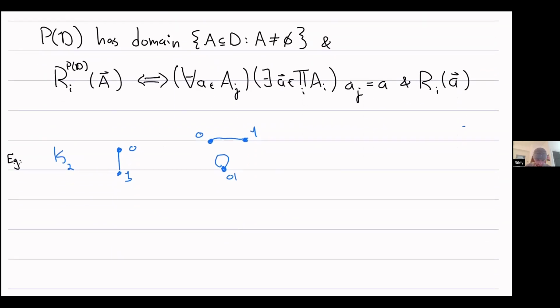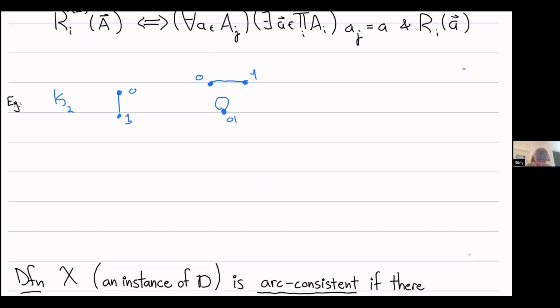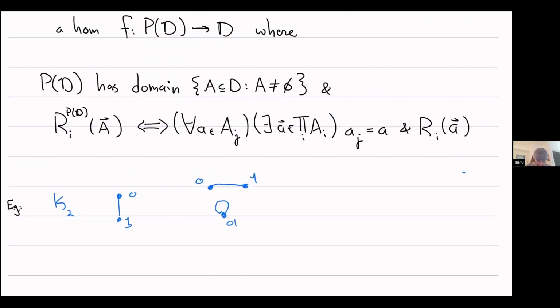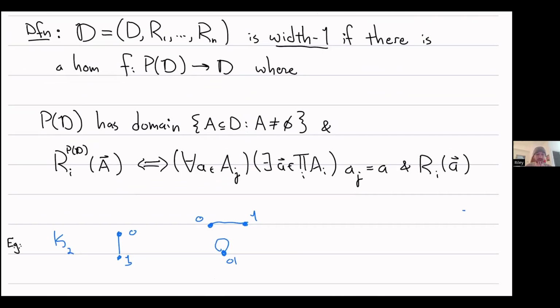D is width 1 if D has a homomorphism to P of D. This is P of K2. So in this case, there is no homomorphism from P of K2 to K2. So K2 is not width 1. Though there are, of course, examples of structures like this.